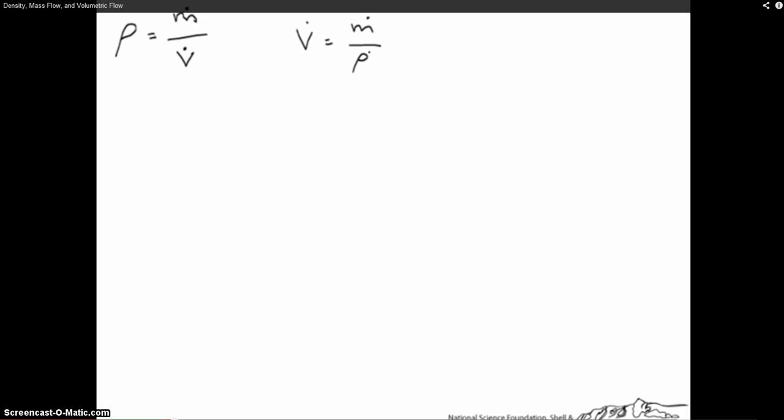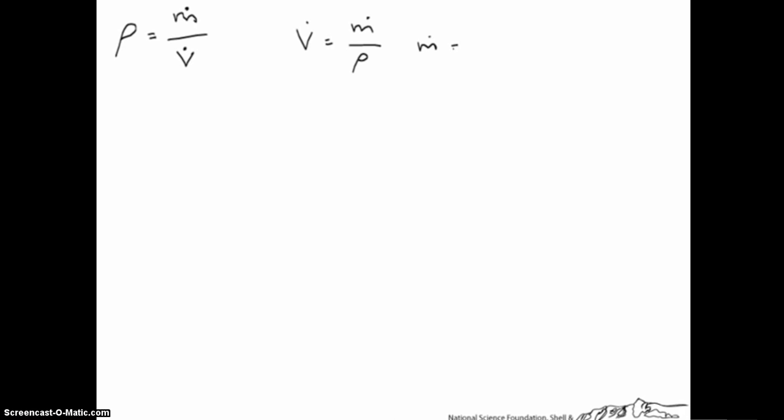In this screencast, we're going to talk about the relationship between mass flow rate, volumetric flow rate, and density. Density is defined as, in this case, the mass flow rate over the volumetric flow rate. So you can see that there's a relationship between the three of them. The volumetric flow rate equals the mass flow rate over density, and the mass flow rate equals rho times V.